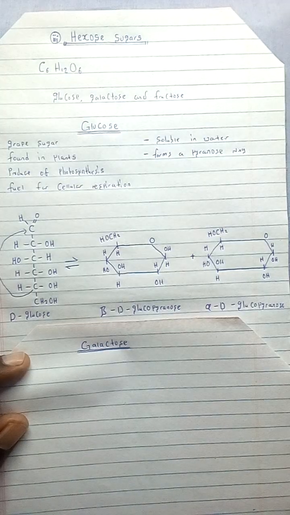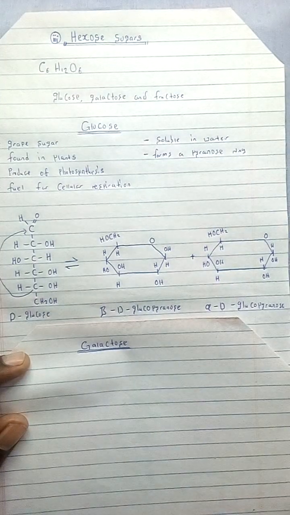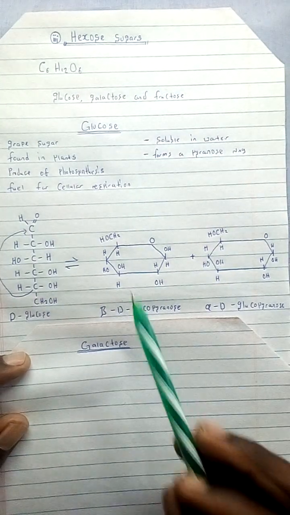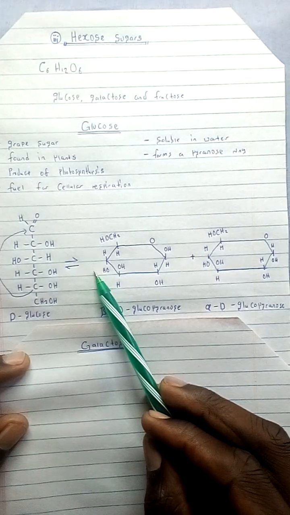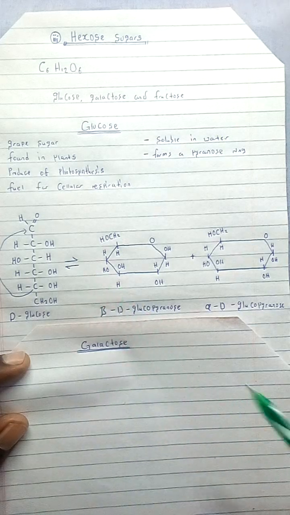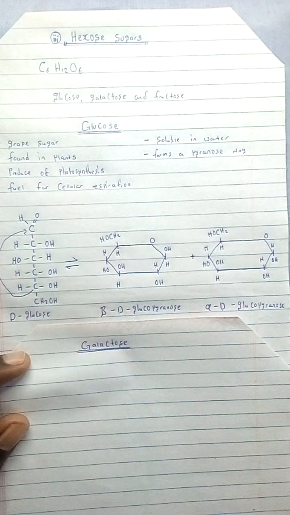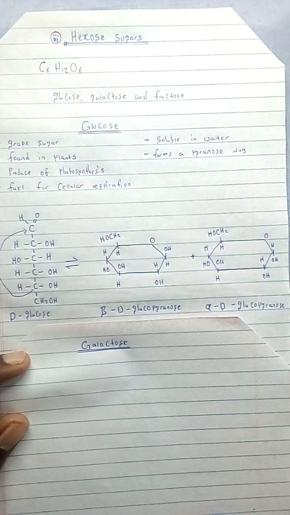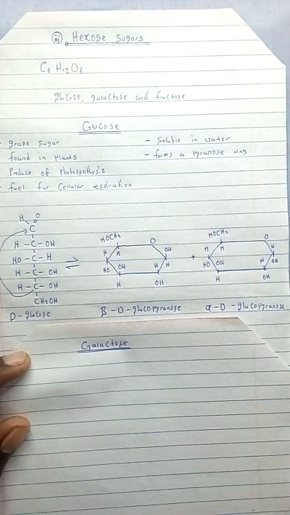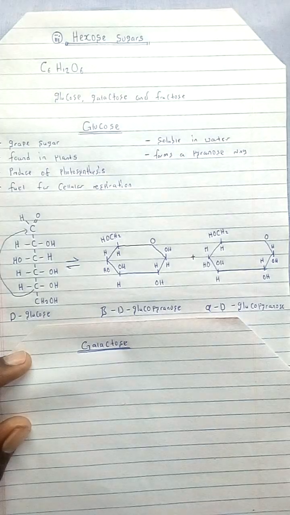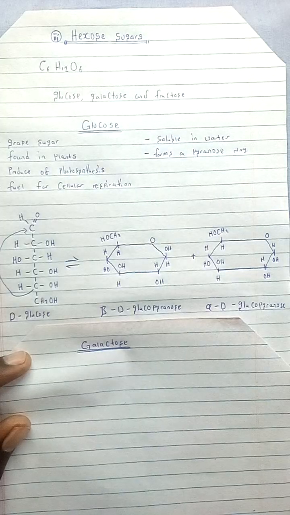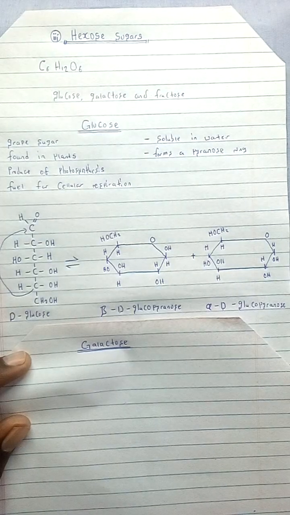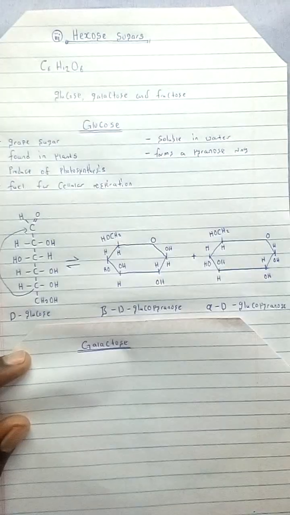Galactose also forms a pyranose ring, but it differs from glucose only on carbon number 4. We also need to take note that galactose combines with glucose to form a dimer called lactose, which is a disaccharide. We'll talk about disaccharides later, because currently you are on monosaccharides. Lactose is also known as milk sugar, and it is present in milk.